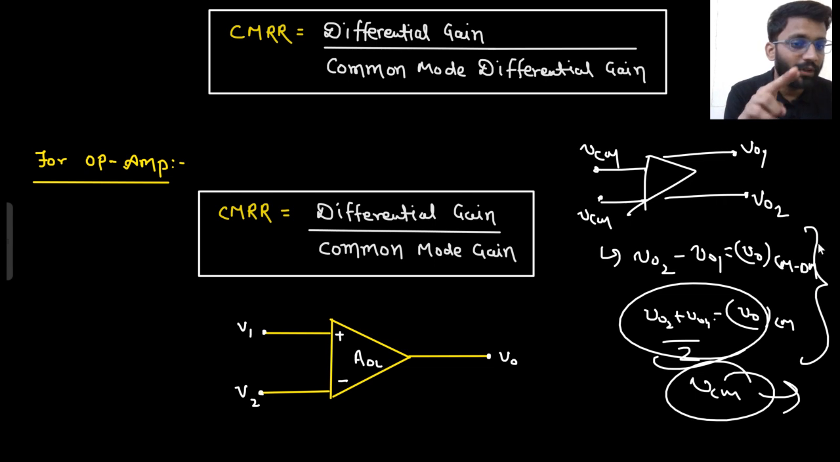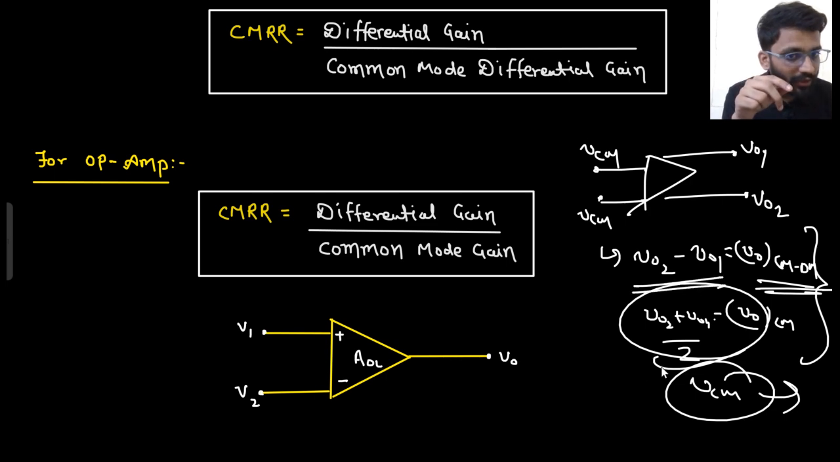What was your common mode differential output? This was your common mode differential output, V02 minus V01 with VCM as input. And what was your common mode output? V02 plus V01 divided by 2 with VCM input. They were different because there were two outputs. Now only one output is there.